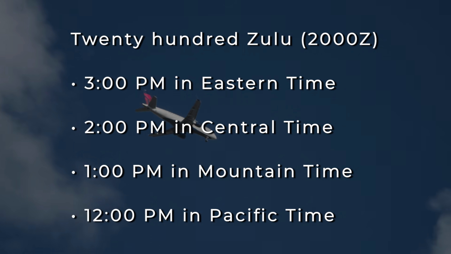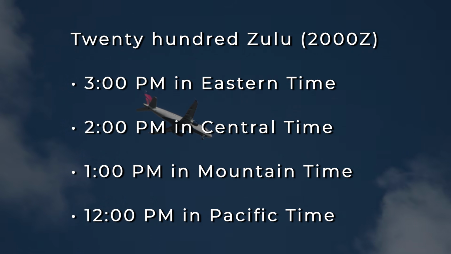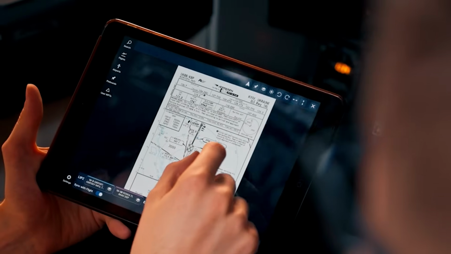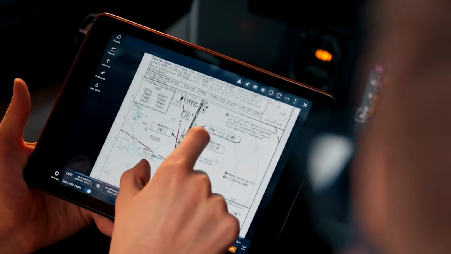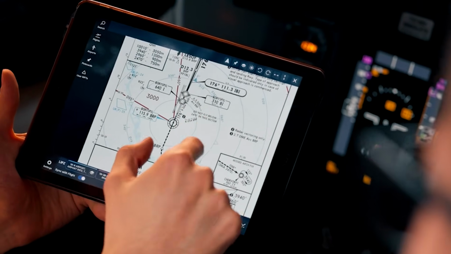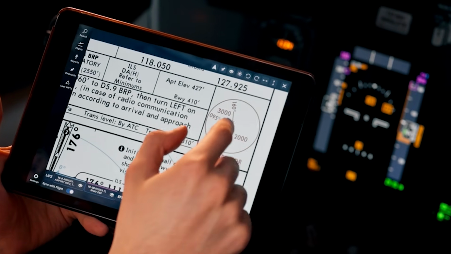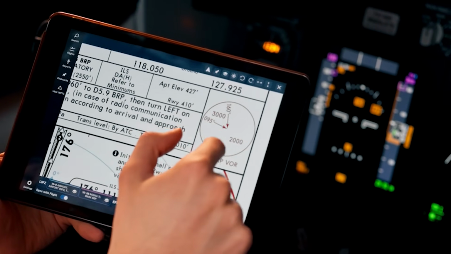in Eastern Time, 2 p.m. in Central Time, 1 p.m. in Mountain Time, and 12 p.m. in Pacific Time. Daylight savings time can change these offsets by 1 hour, so pilots should always confirm the correct conversion before interpreting weather reports, filing a flight plan, or planning a departure time.